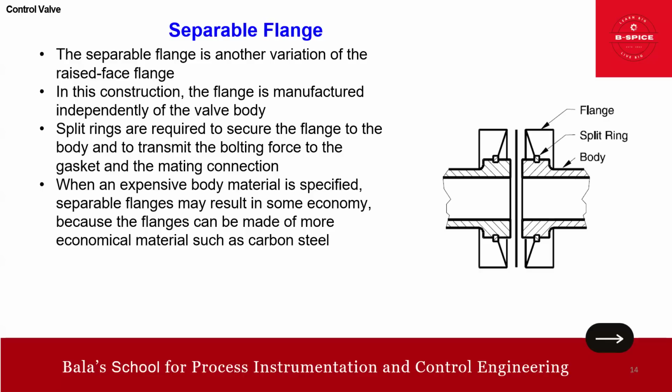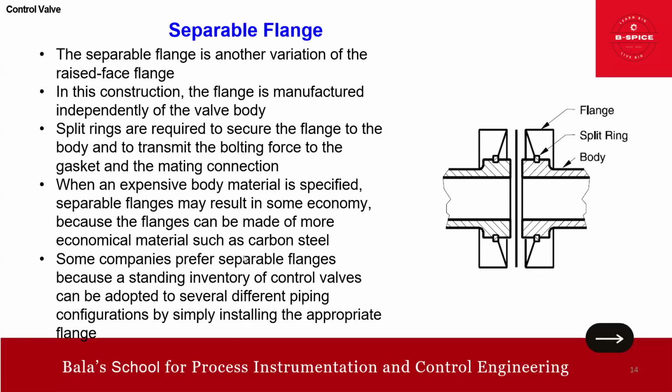Okay. When an expensive body material is specified, for example, they are looking for SS, then separable flanges may result in some economy, because the flange can be made of more economical materials such as carbon steel. Your body can be SS, but the flange can be carbon steel. I don't actually see anything like that, but this is one of the options available, if it goes well with the process medium, the rated pressure and the temperature. I just want to share this as info, friends.